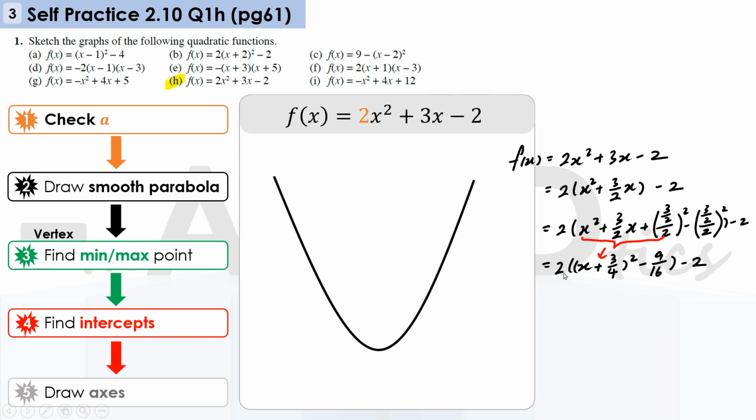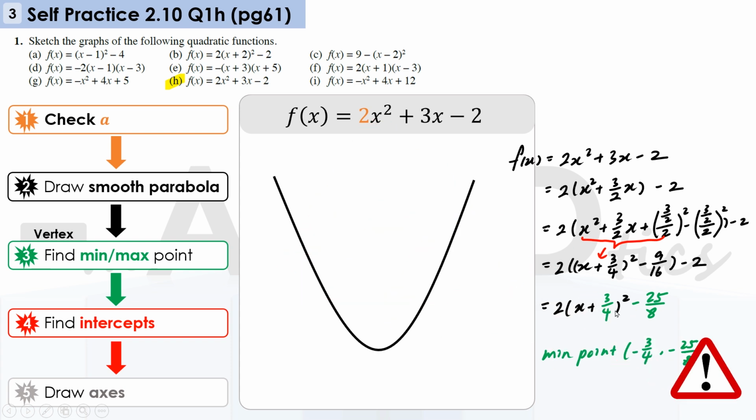So now it's just for the value of 2, multiply back to the bracket here. So this one, negative 9 over 16, I multiply 2, minus 2, then I will get this value. So here our minimum point is -3/4 and -25/8. So again, this part, it's positive, but when we pull out, it should be negative. Alright? So I will just label this point here.